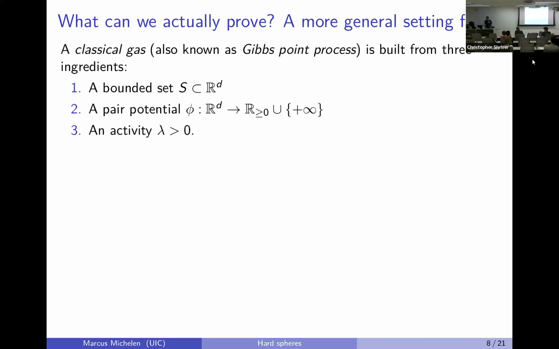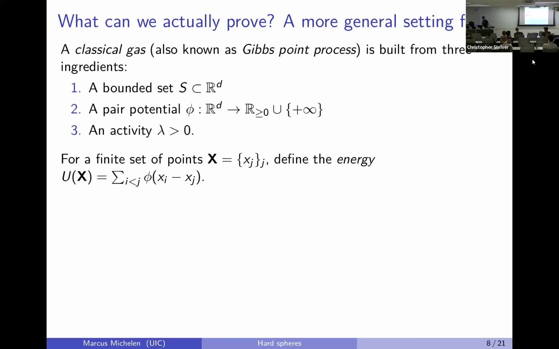Okay, so what can we actually prove? Let's talk about maybe a slightly more general setting. So a classical gas, which is also a Gibbs point process, is now built from just 3 ingredients. I've got a bounded set. I'm going to have a pair potential, which is just a function from R^d to the non-negative numbers plus infinity, and an activity lambda. So for a finite set of points, I'm going to define the energy associated to them as just adding up the pairwise energies. And I'm cutting out the diagonal. I'm not going to have any nonsense with that.